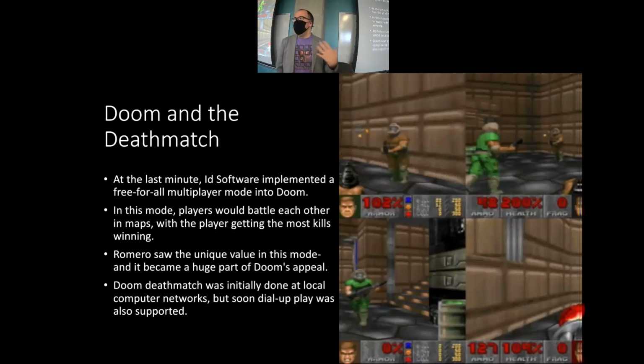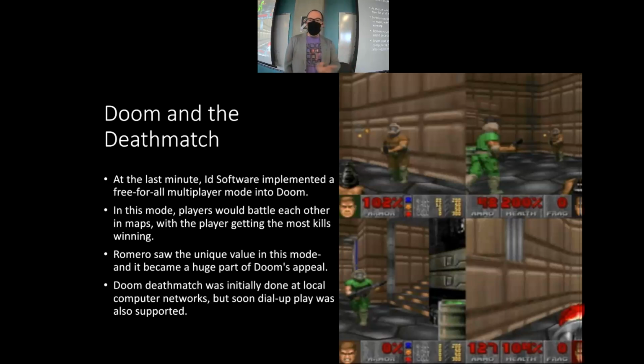Obviously, lots of people played the single-player campaign of Doom and liked it a lot, but even more people, as it turned out, really liked shooting their friends in the face. Imagine that, right? That's probably not terribly surprising. And the stories from that period of time, companies would just be shut down because there wasn't right away the ability to play people over the internet.